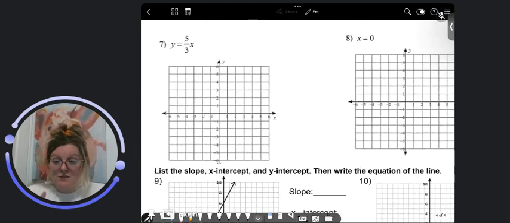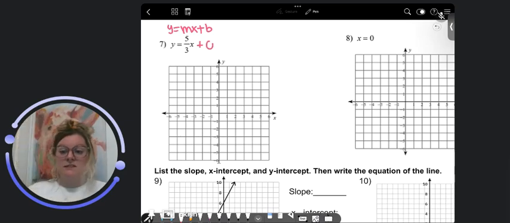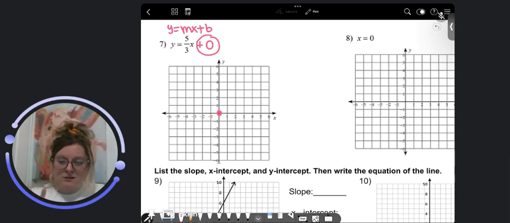Okay, this one, we have to think about what we're missing. Usually it's in the form y equals mx plus b. We're missing that b value, so I'm going to rewrite this as +0. And I'm like, oh, well that's easy because that's just telling me to start at 0. Sometimes we call it the origin. We're going to start right in the middle.